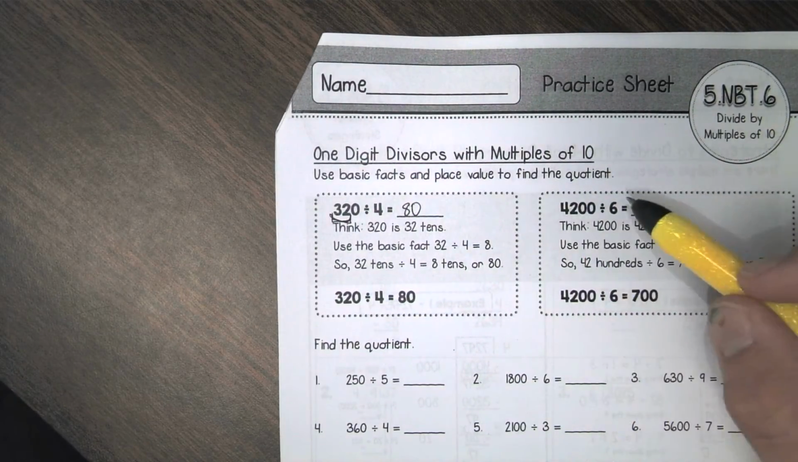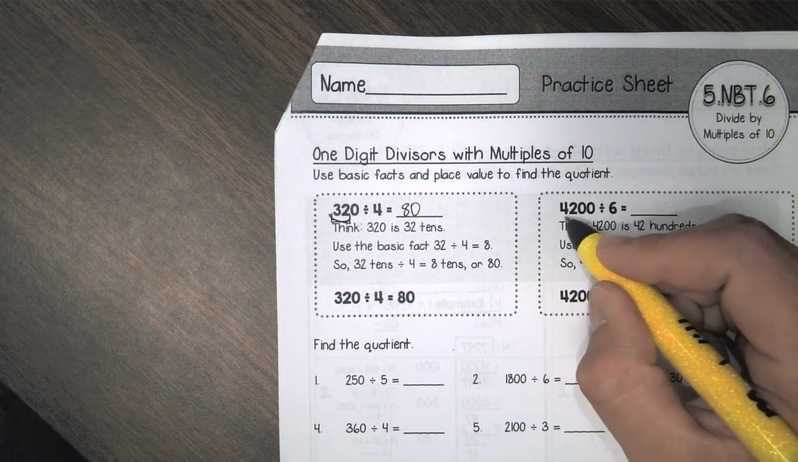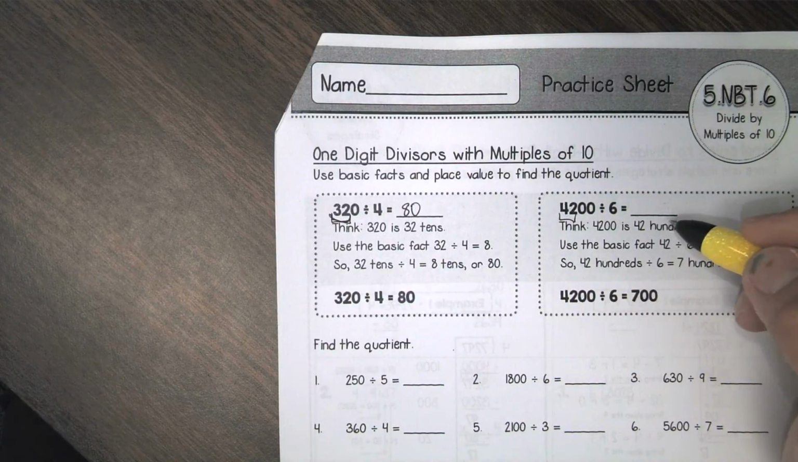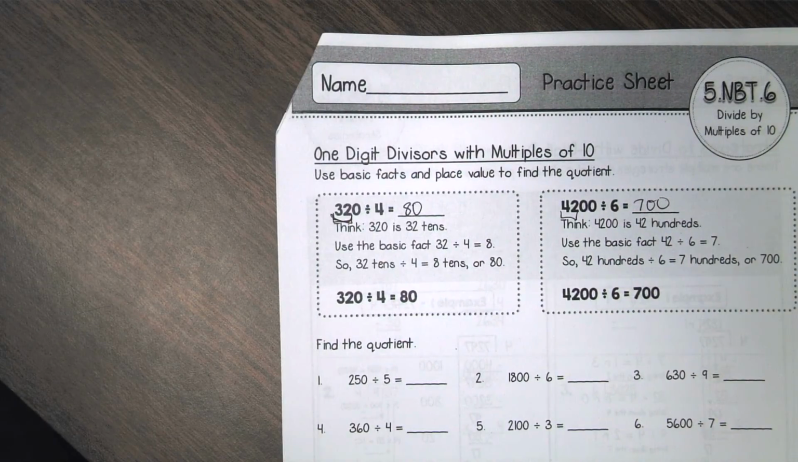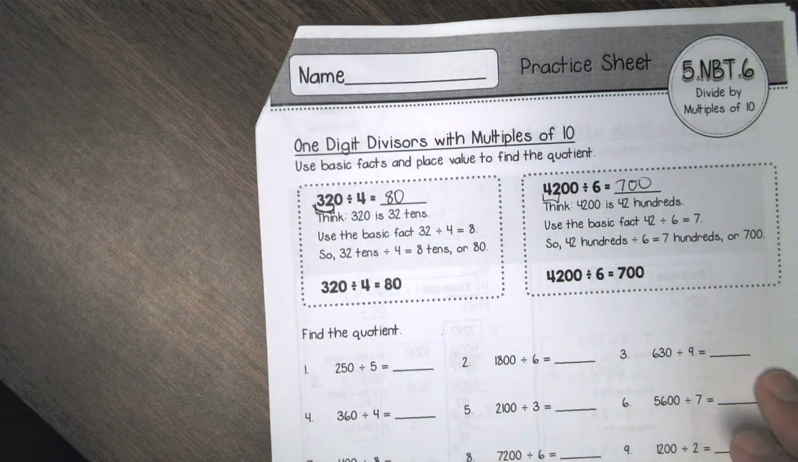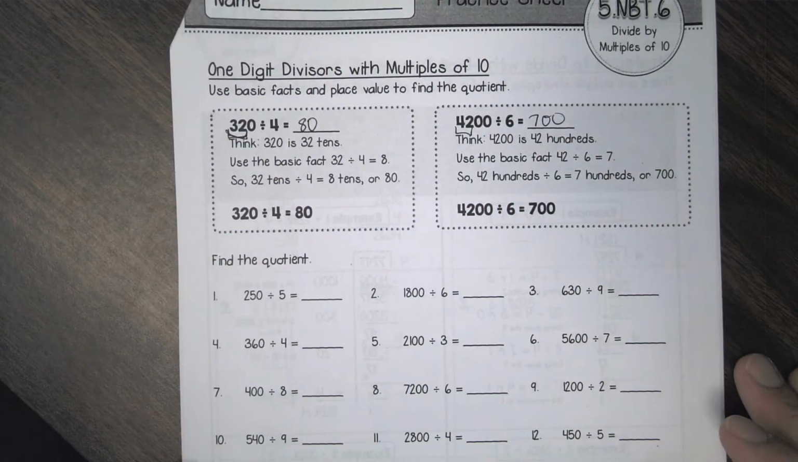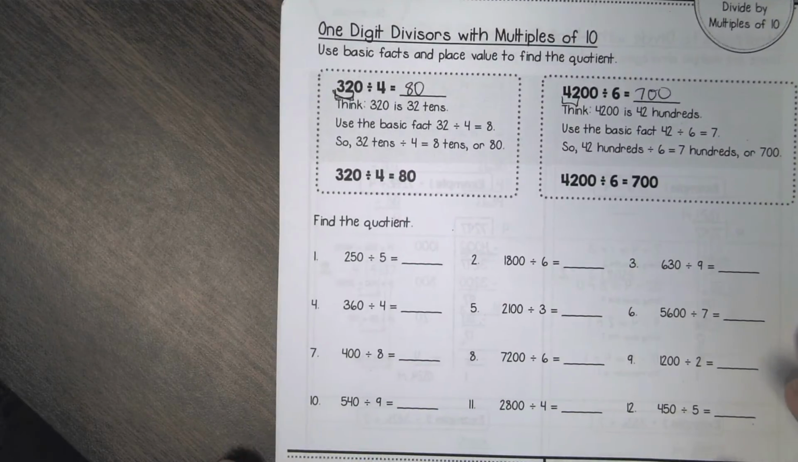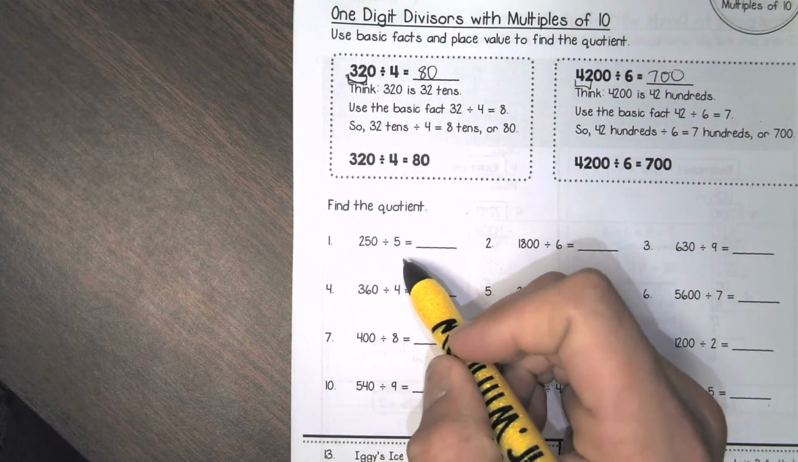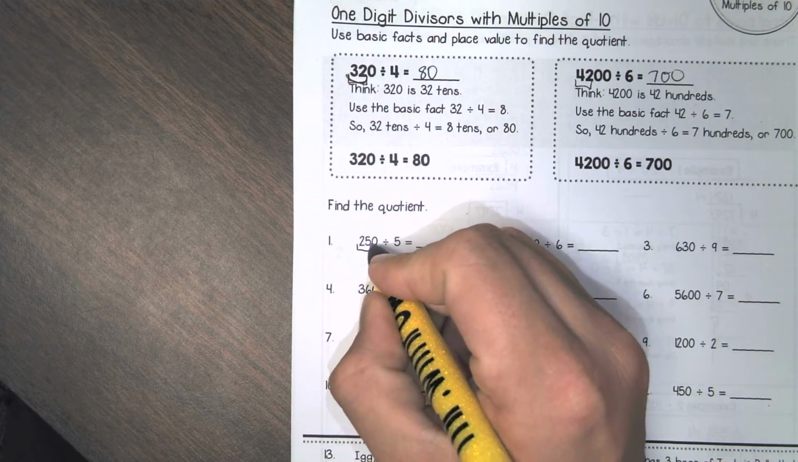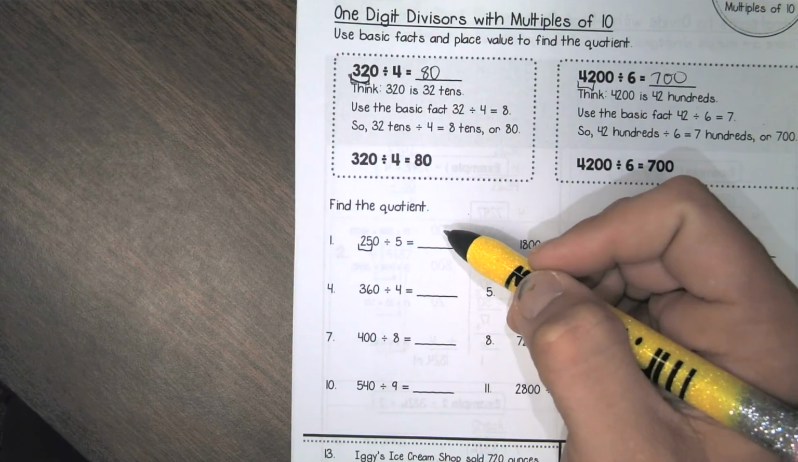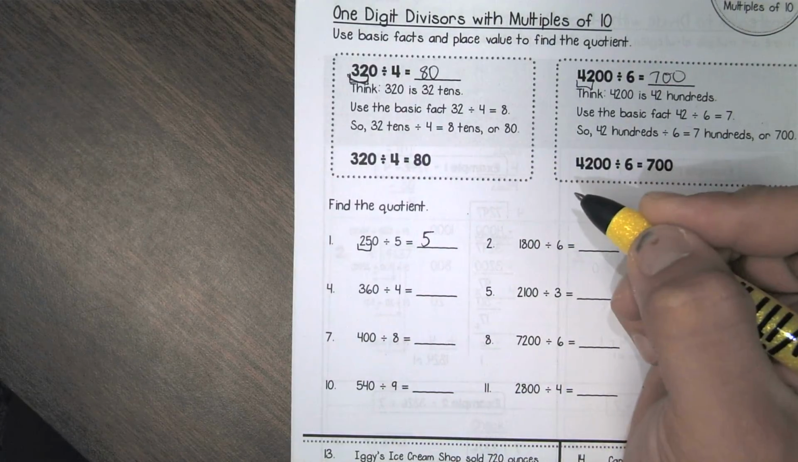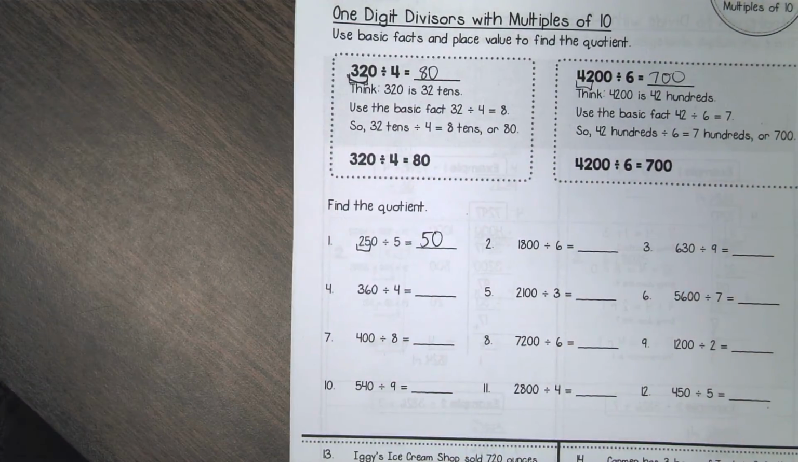So this one is 4,200 divided by 6. So we're going to do 42 divided by 6, which is 7. And how many zeros do we have? 2. So it'd be 700. All right, let's look at number 1 first. So 250 divided by 5. So you look at the first two numbers there. Since it has a 0 at the end, what's 25 divided by 5? 5. How many zeros do we have? 1. So our answer would be 50.